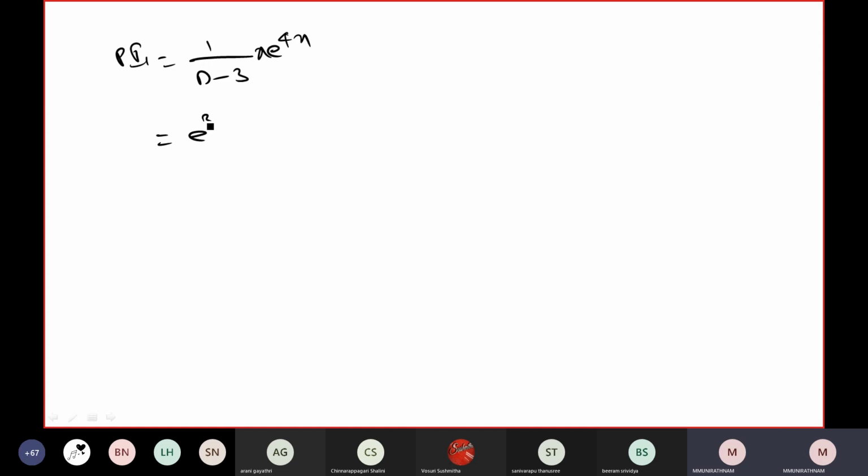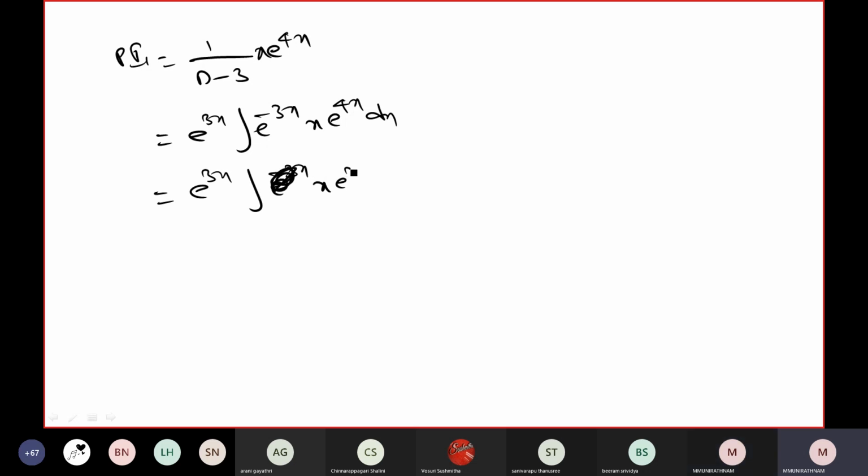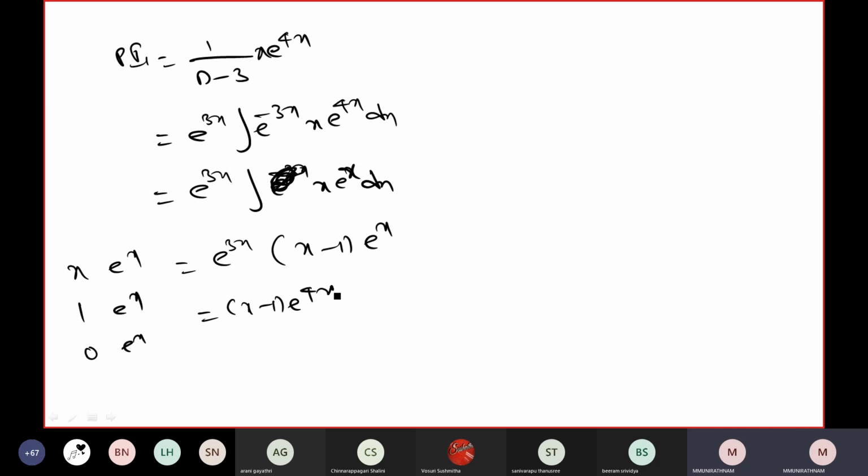దీని ఎలా రాయొచ్చమ్మా? e power 3x integral e power minus 3x x e power 4x dx. E power 3x e power minus 3x x e power 4x is e power 3x integral x e power x dx. So x e power x into e power x integral value enti? x minus 1 into e power x. Okay, good. So that is x minus 1 into e power 4x, right?